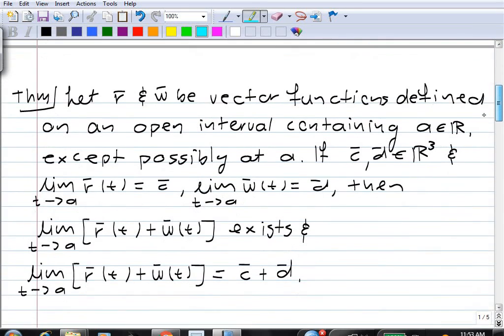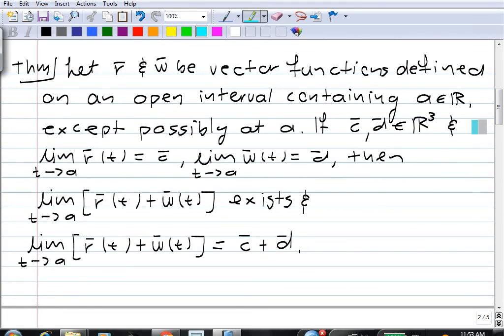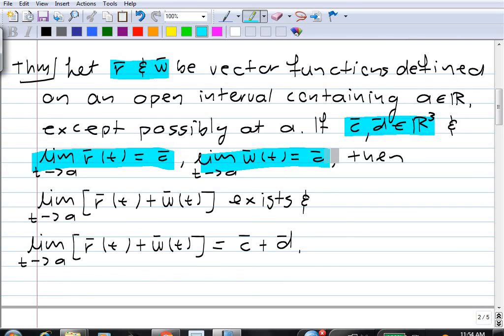So, what is the application? Well, here's an example. Let's say we have two vector functions, r and w, both defined on an open interval containing a, except possibly at a, and we have two vectors c and d in R3. Let's assume that the limit as t goes to a of r of t is c, and the limit of w of t as t goes to a is d. Then the limit of r of t plus w of t exists as t goes to a, and this limit is equal to c plus d.